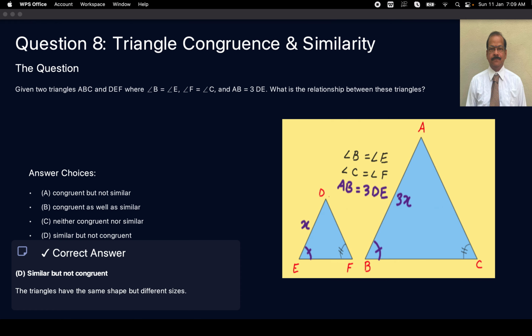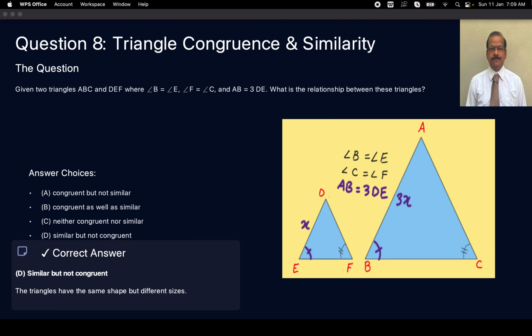In the picture, triangles ABC and DEF are shown with the proper proportion. Angle B equals angle E, angle C equals angle F, AB equals 3DE. If DE is taken as x, AB will become 3x, with a scale factor of 3. The answer choices are: these two triangles are congruent but not similar, congruent as well as similar, neither congruent nor similar, similar but not congruent. Option D is correct, similar but not congruent.